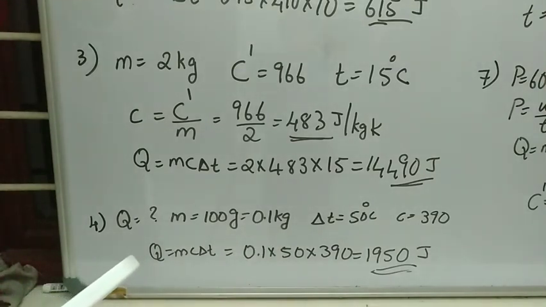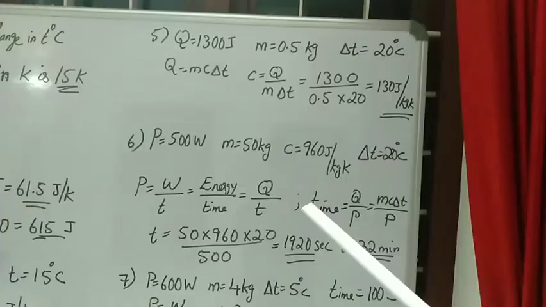Now question number 4. Calculate the amount of heat energy required to raise the temperature of 100 gram of copper from 20 degrees Celsius to 70 degrees. So the change in temperature is 70 minus 20, which is 50. The specific heat capacity of copper is given as 390 joules per kilogram Kelvin. Since it is given in joules per kilogram Kelvin, we have to convert mass also to kilogram. So 100 gram is equal to 0.1 kg. Now heat energy Q is equal to M C delta T, 0.1 into 50 into 390.